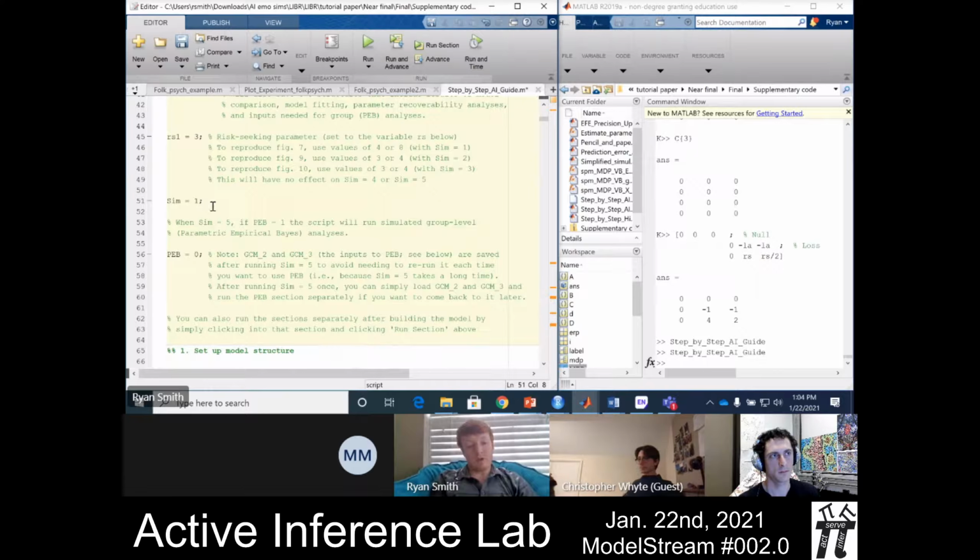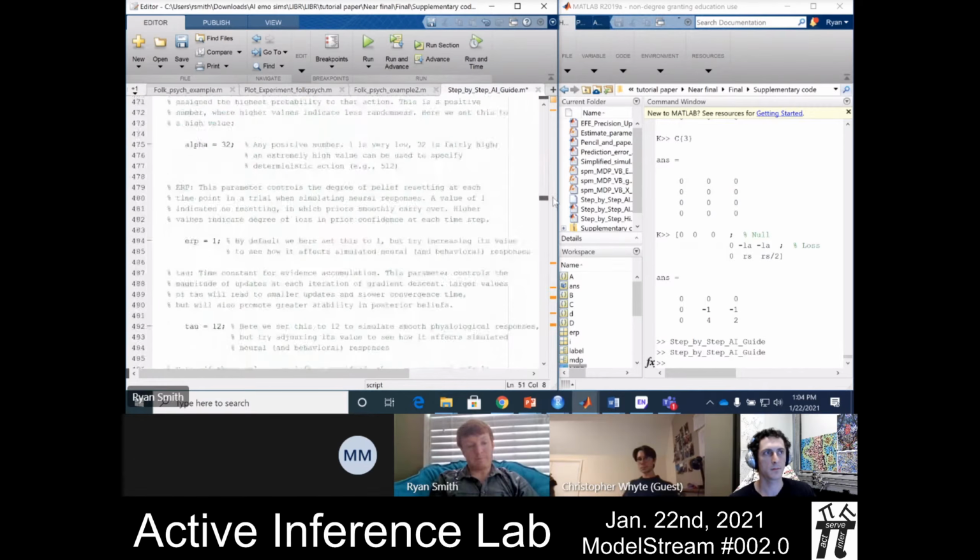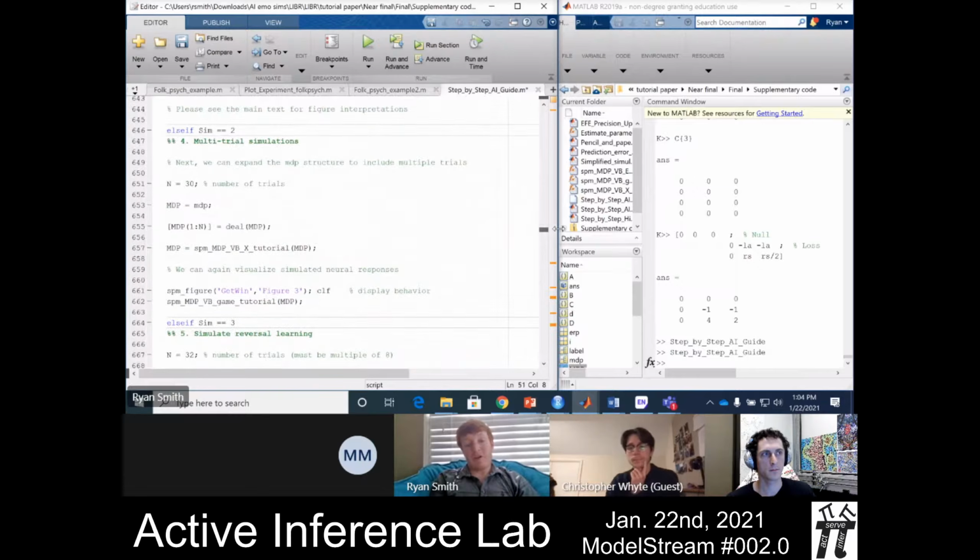So now I'll set sim equals 2, but I'll show you what this does down when I go to sim equals 2. Okay, so this is actually incredibly simple. When sim equals 2 is set, all I do is say, okay, I want 30 trials, so n equals 30. To keep the MDP as a single structure, I redefine little MDP as big MDP. And again, this is just for convenience. Then I can use this deal function, which is a nice convenient function in MATLAB, which more or less just says, repeat the MDP structure 30 times. So now there's MDP1, MDP2, MDP3, and all those are just identical to the initial MDP that we built.